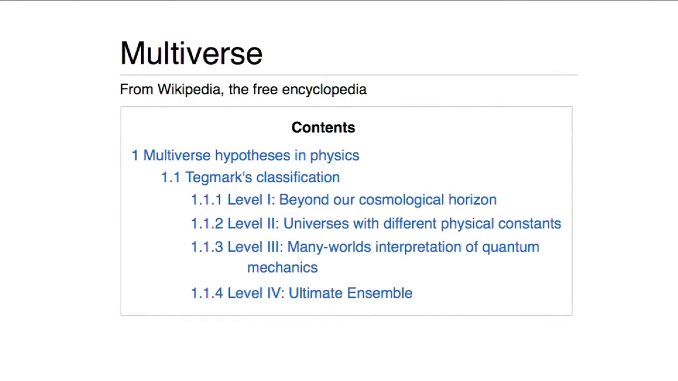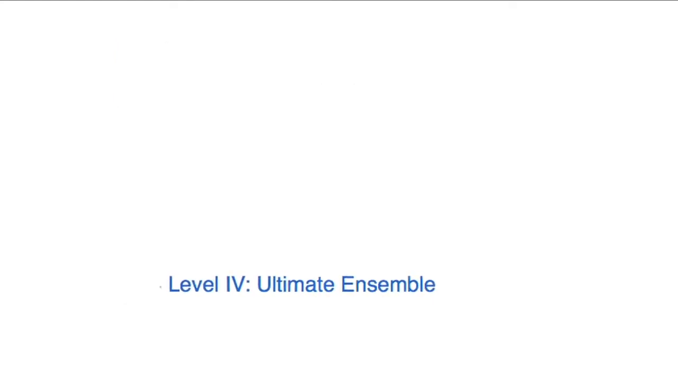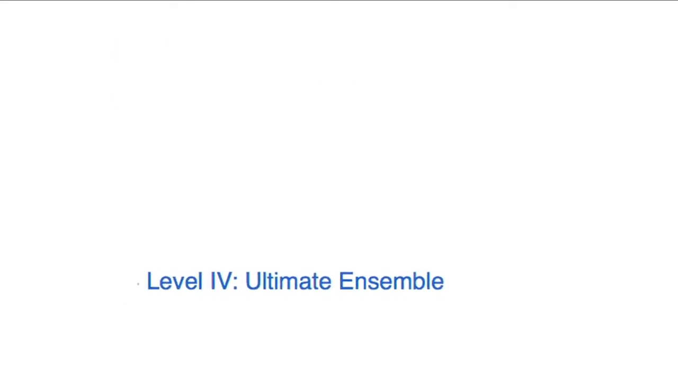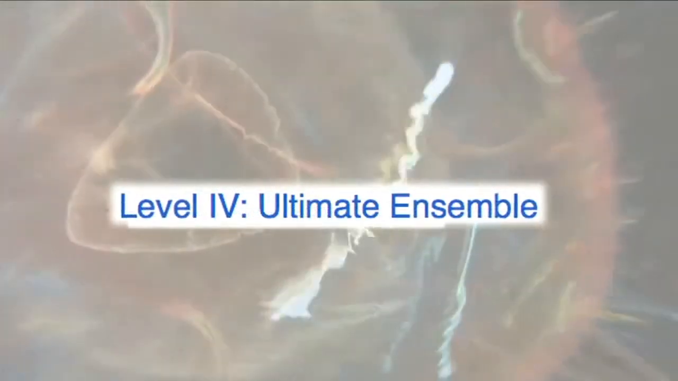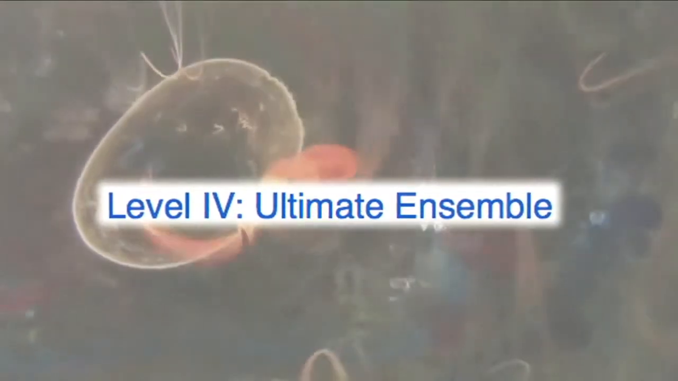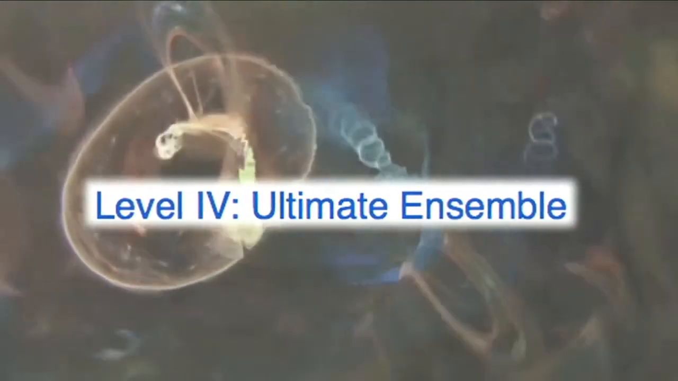Now let's look at level 4. This is the ultimate ensemble hypothesis of Tegmark himself. This level considers equally real all universes that can be described by different mathematical structures. Tegmark argues that this implies that any conceivable parallel universe theory can be described at level 4 and subsumes all other ensembles, therefore bringing closure to the hierarchy of multiverses, and there cannot be, say, a level 5.